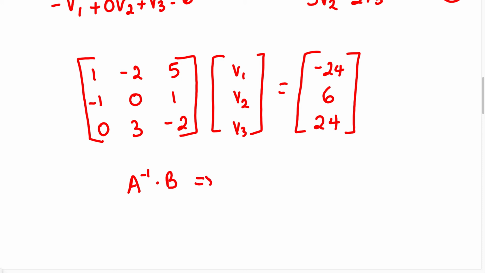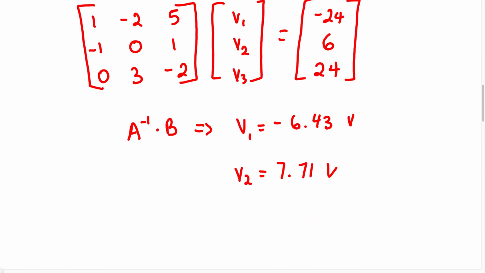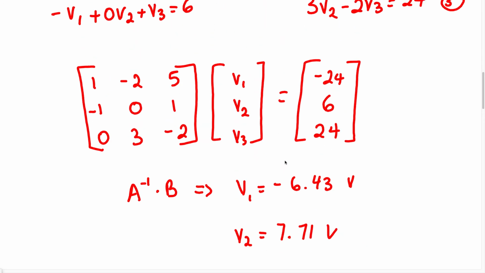Therefore, the voltage at node 1 is going to equal negative 6.43 volts. The voltage at node 2 is going to equal 7.71 volts. And the voltage at node 3 is going to equal negative 0.43 volts. So these are going to be the voltages at each node.